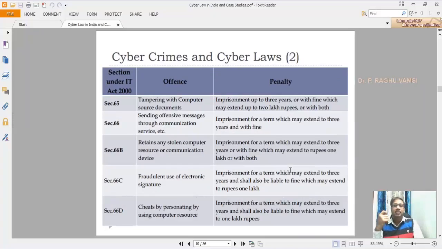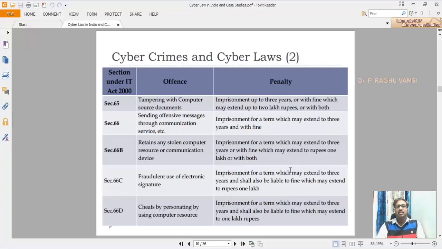So here, tampering with computer source documents is nothing but tampering of the computer files which are available in the computer or database, or tampering the data, or any kind of thing which is related to tampering. Imprisonment up to 3 years, or with fine which may extend up to 2 lakh rupees, or both. This is the maximum penalty that can be imposed under section 65.